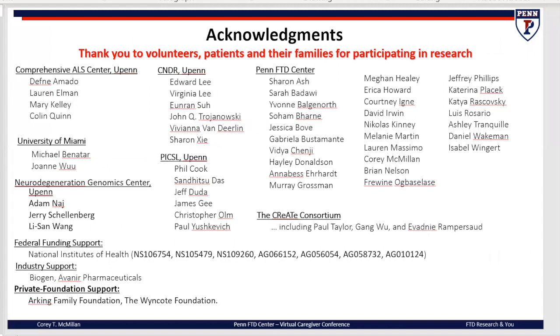We'll end with acknowledgments. We have a large team at the Penn FTD Center and integrate with our colleagues at the ALS Center and at the Center for Neurodegenerative Disease Research, as well as other centers for genetics and imaging at Penn and consortia for ALS at the University of Miami. And we have federal funding from the NIH to do these types of studies. And most importantly, we are very grateful to patients and families who volunteer their time to participate in research.